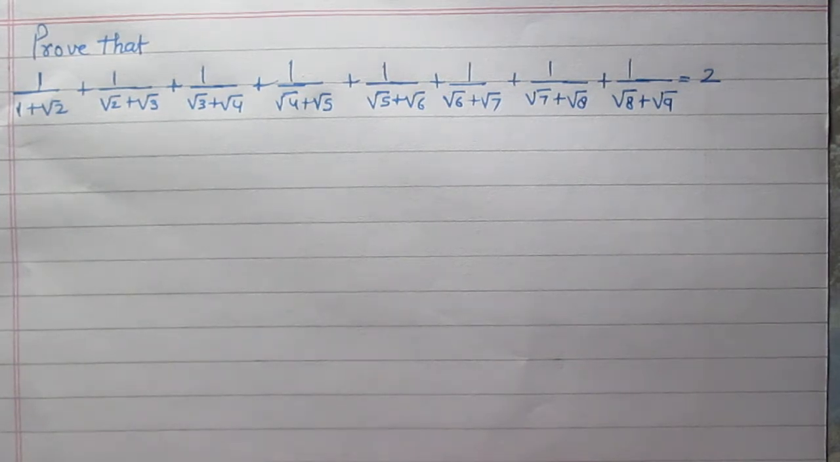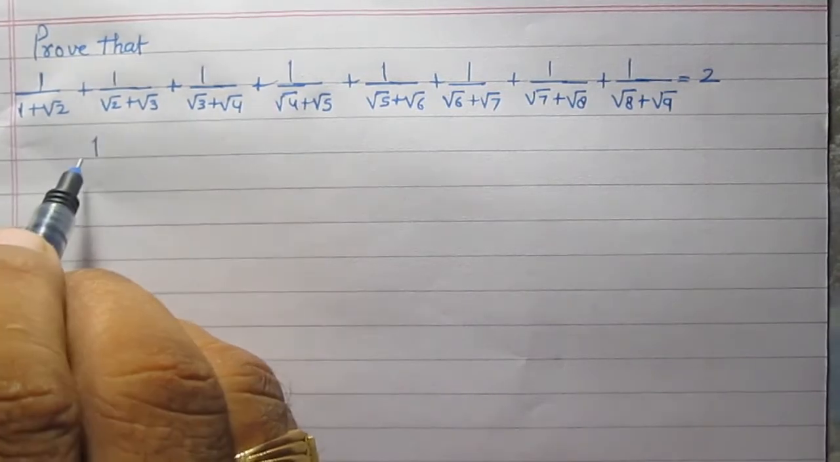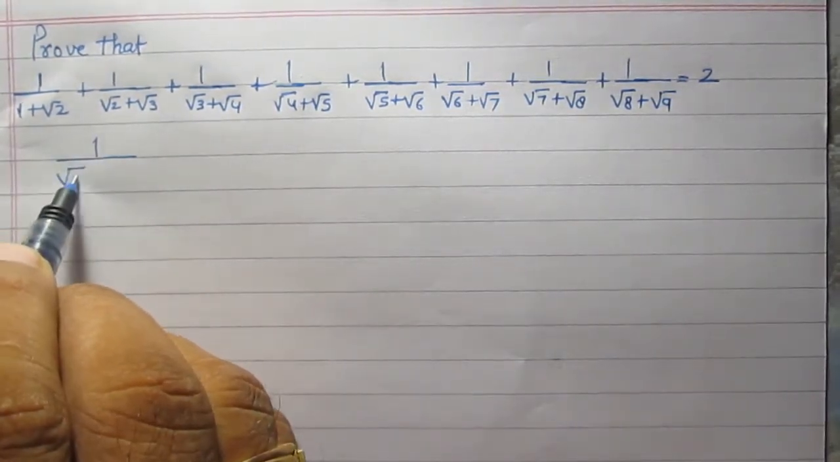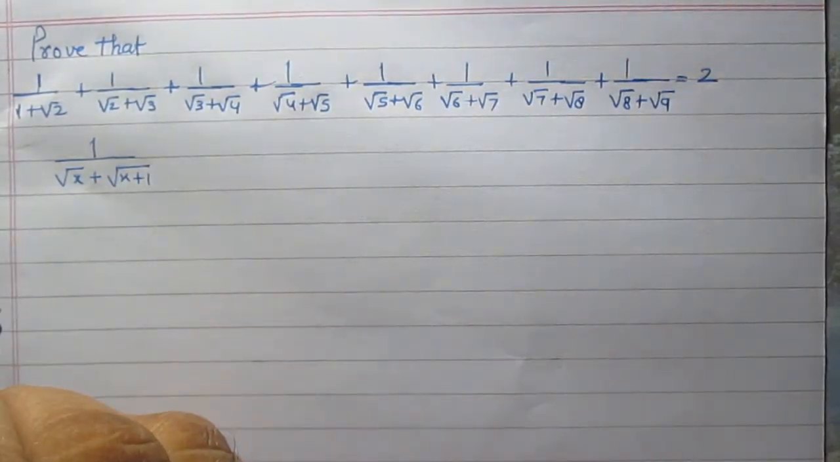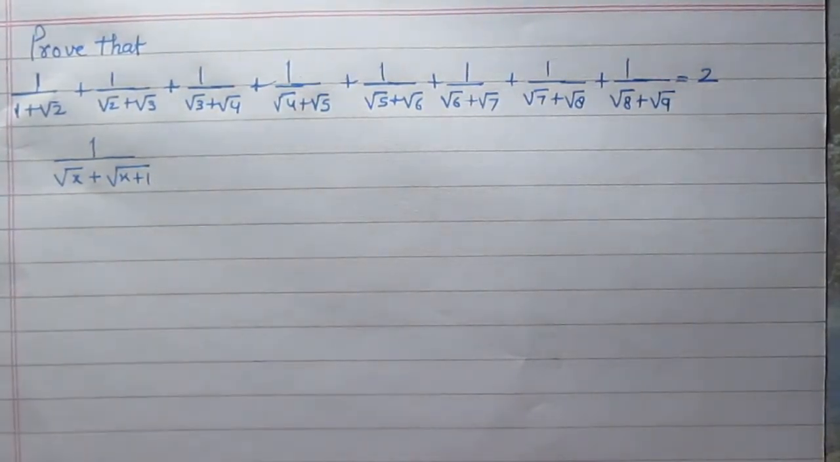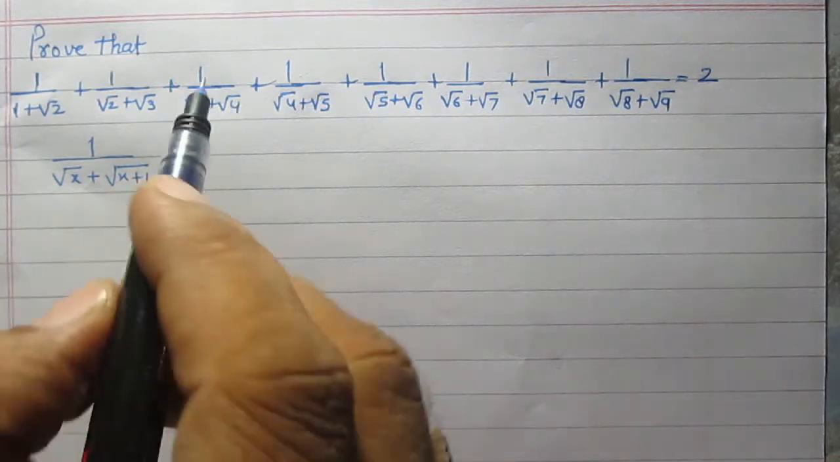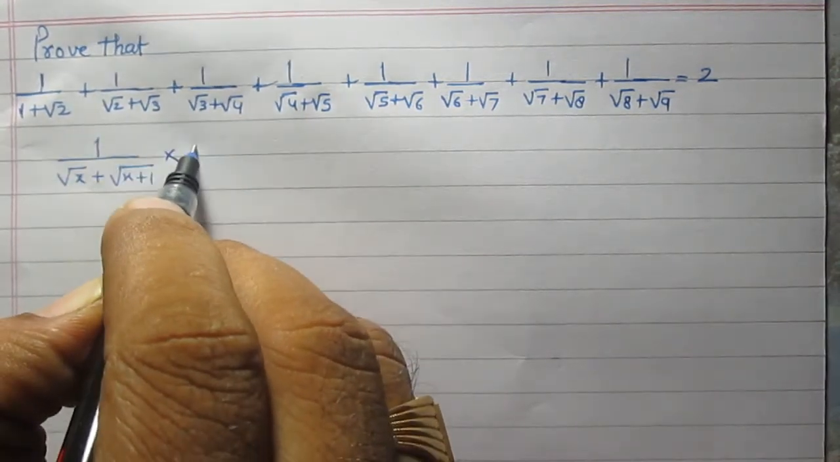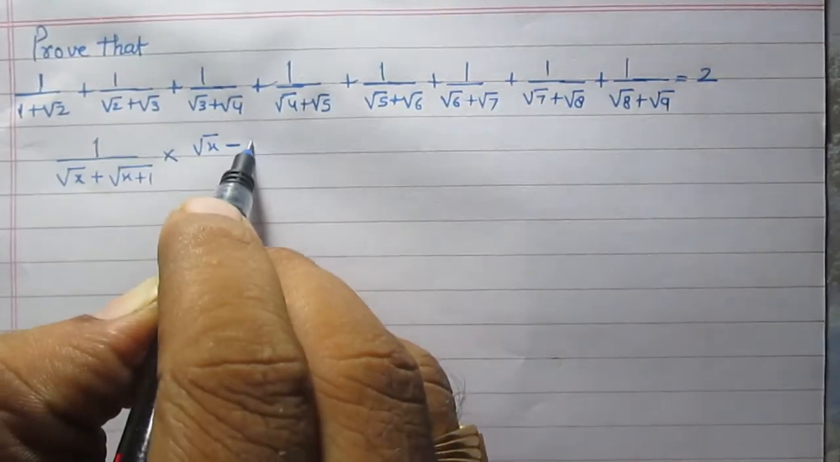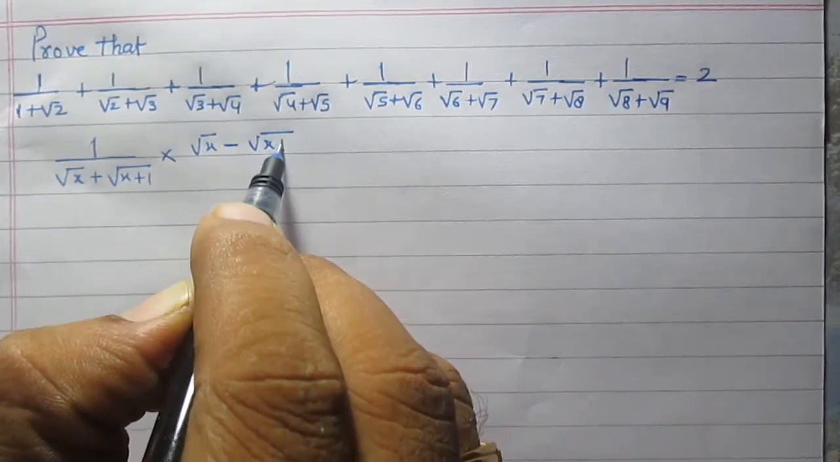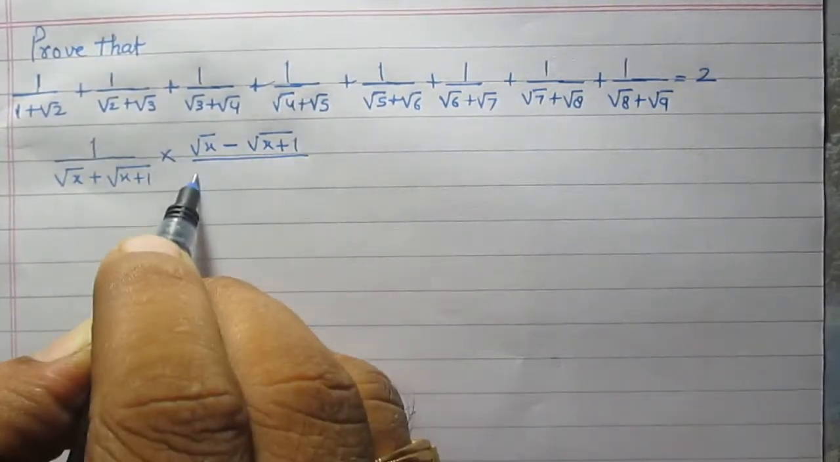In this question, before proving this relation, let us consider a fraction 1 upon square root of x plus square root of x plus 1. It is a fraction with its denominator irrational. So, in order to rationalize the fraction, we will have to multiply both numerator and denominator by square root of x minus square root of x plus 1.